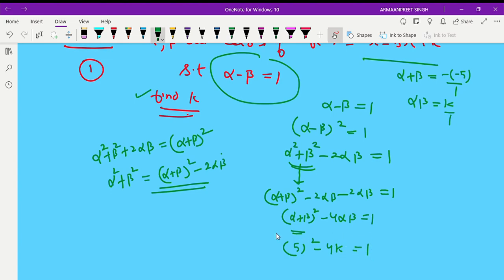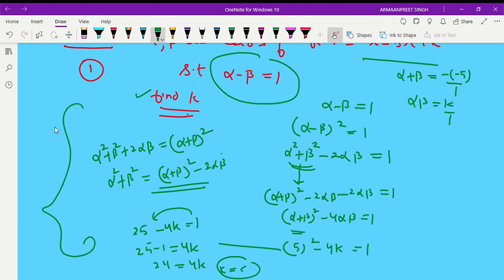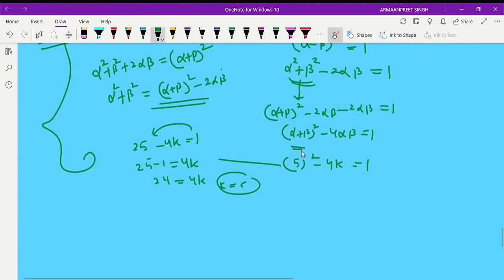So now you can easily find the value. Pause the video and try to find the value. So it is 5 square, that is 25, minus 4k is equal to 1. 1 comes here. 25 minus 1 is equal to 4k. 24 is equal to 4k, and k is 6. So this is the best question of the polynomial for exams. Exam means March 2024.